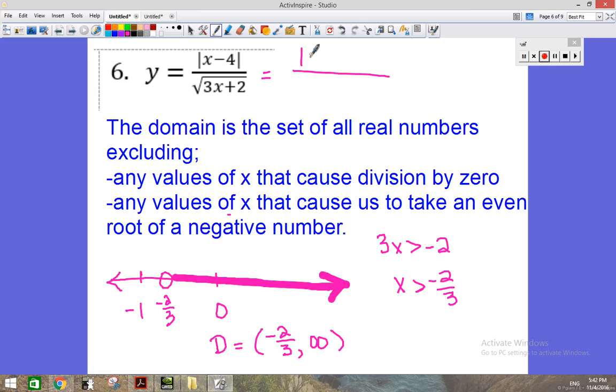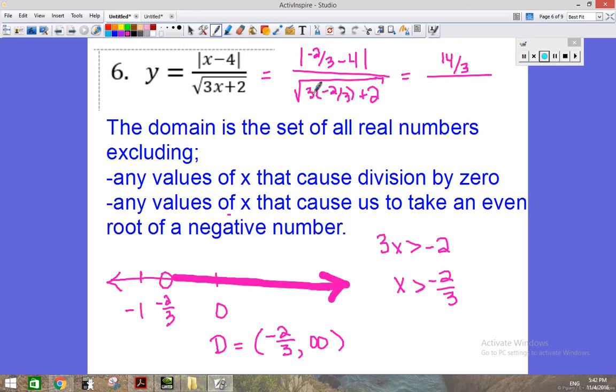So in the numerator here, we have negative 2/3 minus 4. Take that absolute value. And in the denominator, we have 3 times negative 2/3 plus 2. Okay. So in the numerator, this guy will give me what? 14 over 3. Because I can rewrite 4 as 12 divided by 3. Negative 2 minus 12 is a negative 14. And if I take the absolute value, yeah, I'll have 14 over 3.